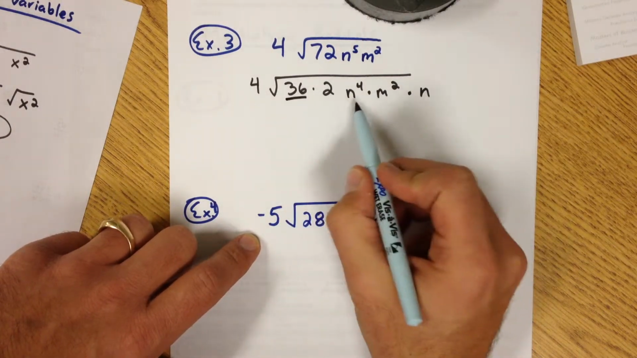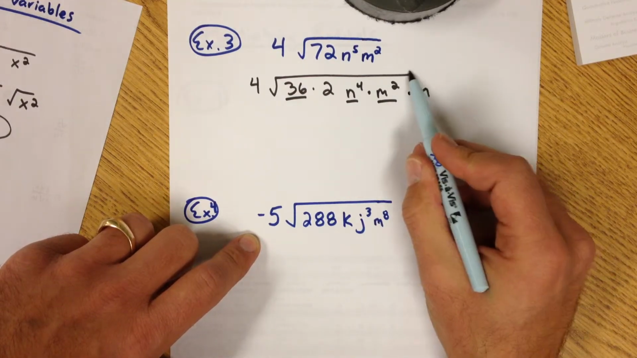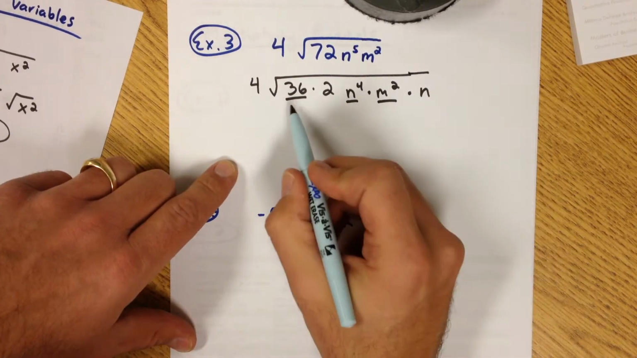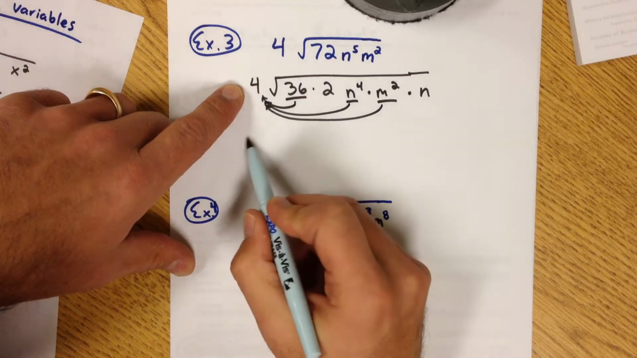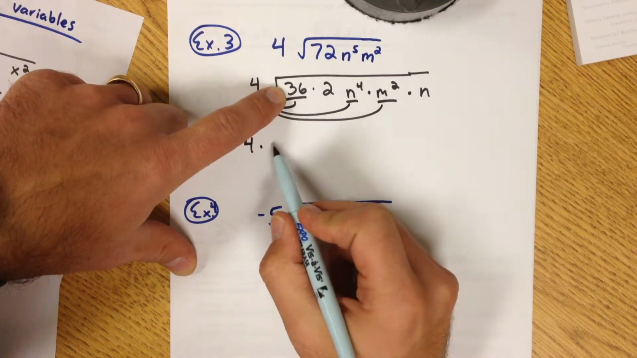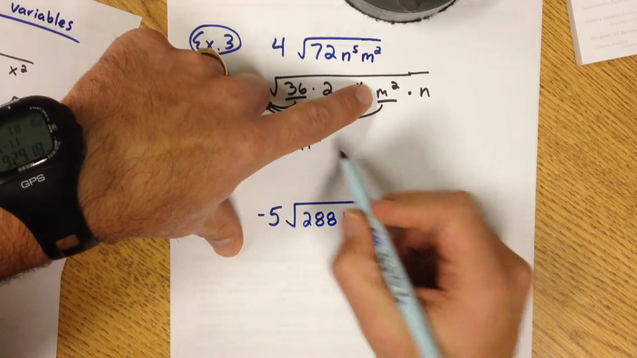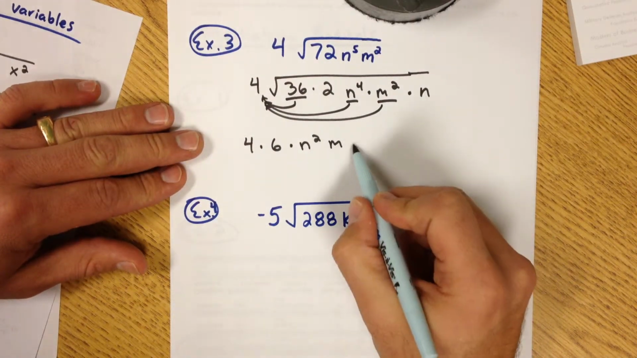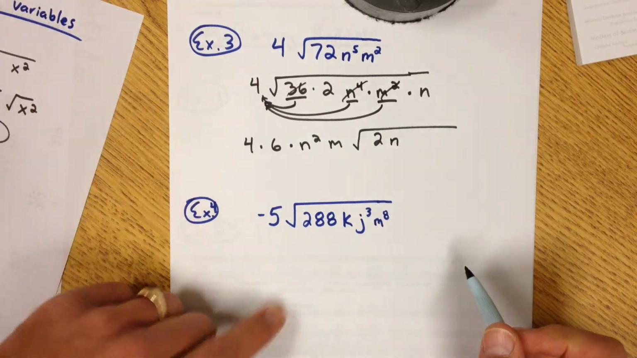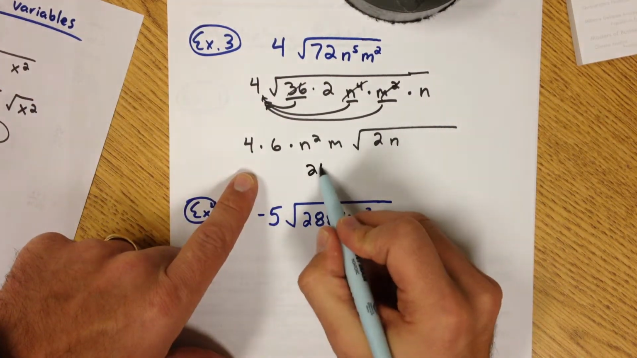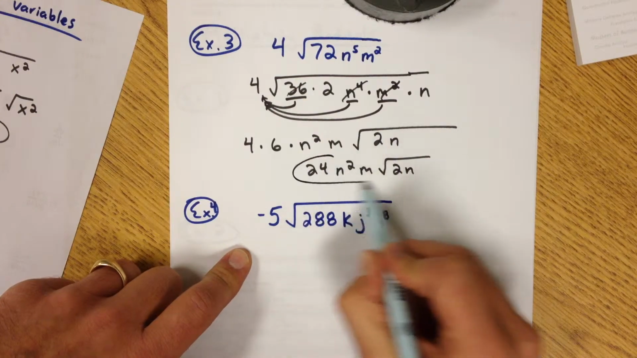So which ones are my perfect squares? The 36, the 4, the m to the fourth, the m squared. The n is off by itself. So all three of those are going to join the 4. So I have 4 times square root of 36 is 6, square root of 4, n to the fourth is n squared, square root of m squared is just m. What's left? The 2 and the n. And then I just put this all together. That's 24 n squared m square root 2n.